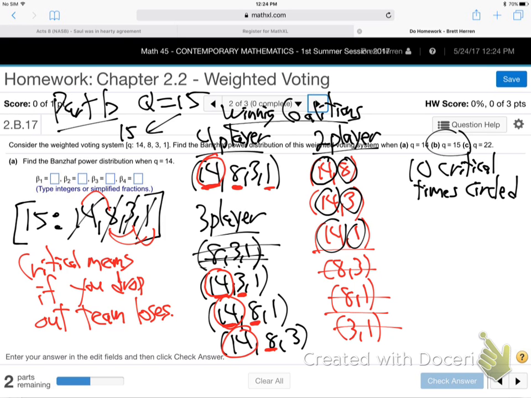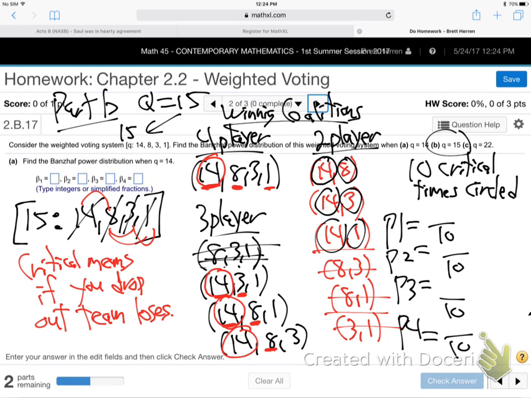So that's going to be the denominator for the power statements, right? Player 1, player 2, player 3, player 4. It's going to be something over 10, something over 10, something over 10, something over 10. Because it's out of 10. It's whatever portion of the power each person has over 10. There's 10 times that real power was exercised, 10 times when people were critical.